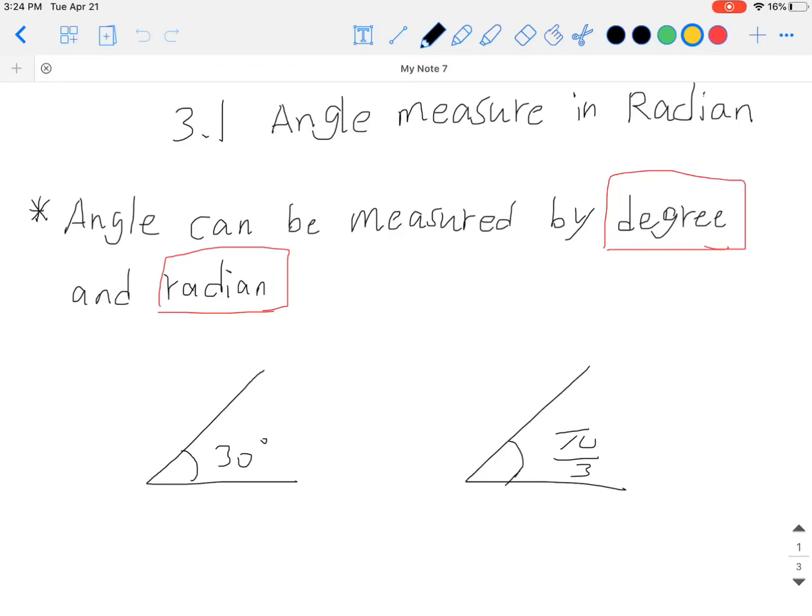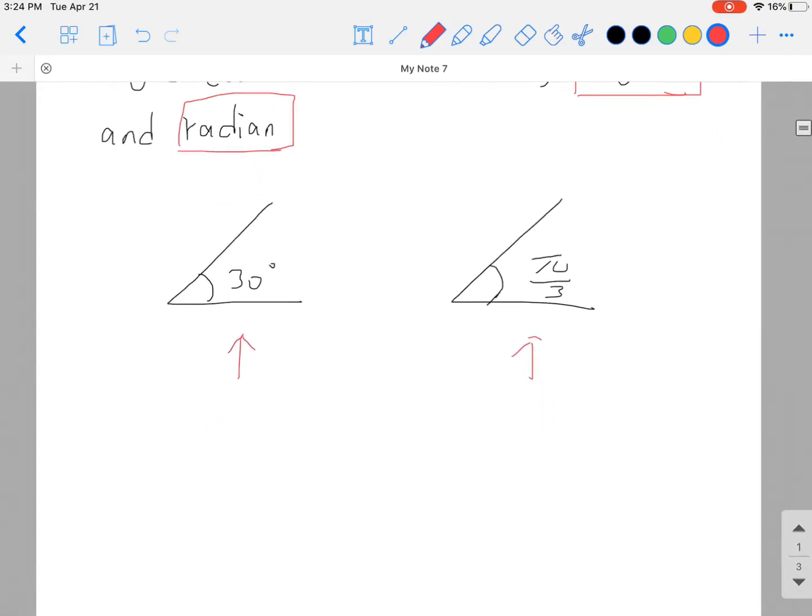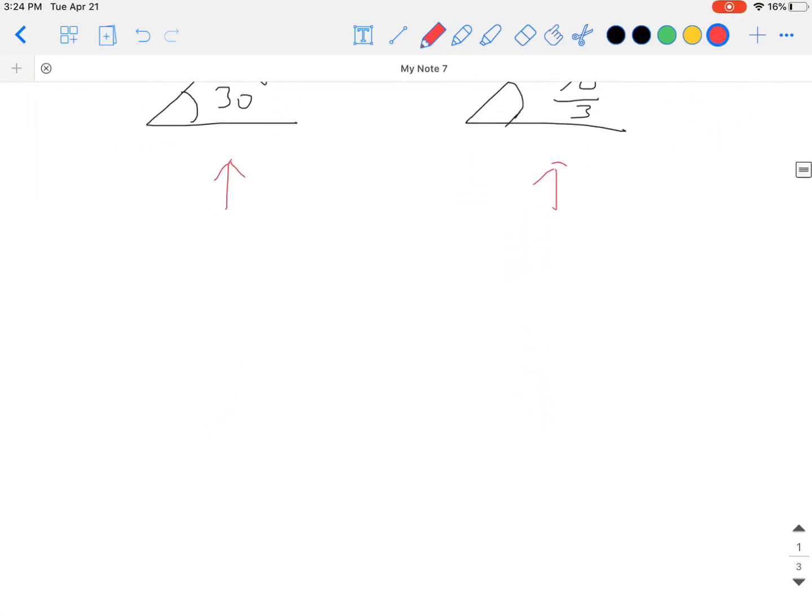3.1 Angle measures in radian. So angle can be measured by degree or radian, and we are going to learn about how they convert. For example, if we have 30 degree, another way we can write it is pi over 3. And let's do some exercises.